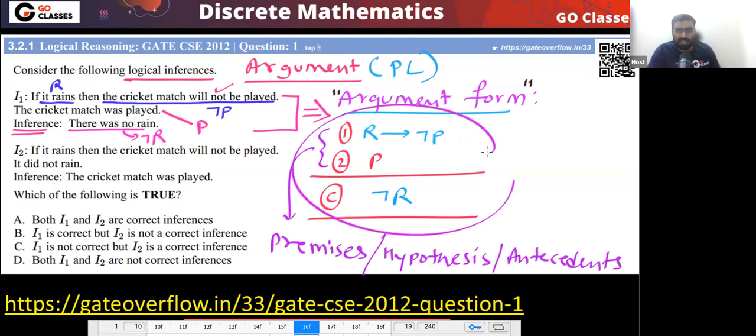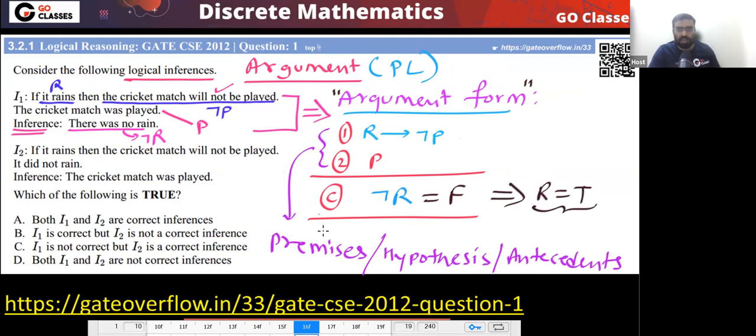Remember, the best way to solve questions related to arguments is to make the conclusion false. So let's make this conclusion false. If you make it false, then what does it mean? It means R is true, right? So we have made the conclusion false, and it means R will be true.